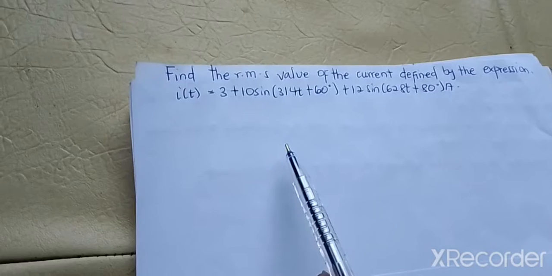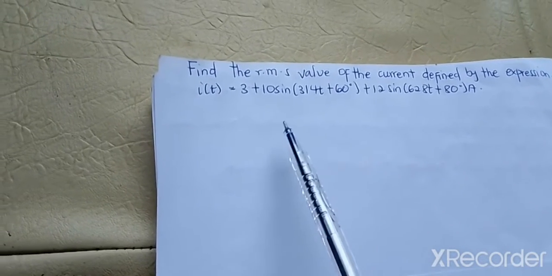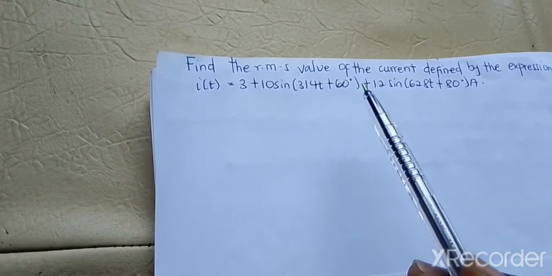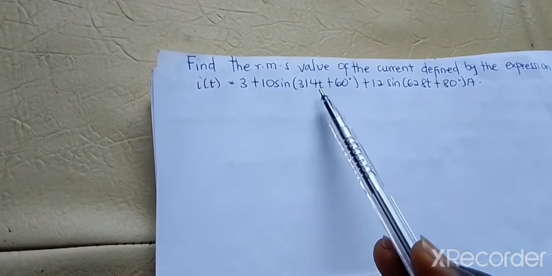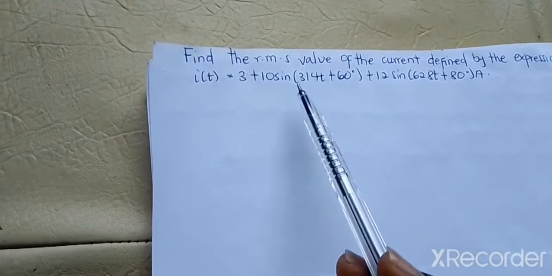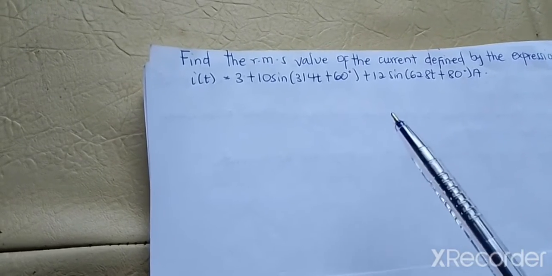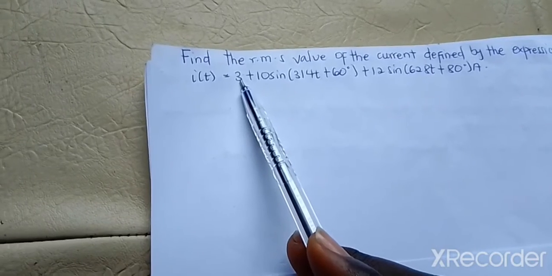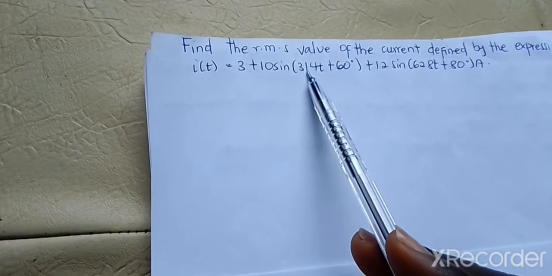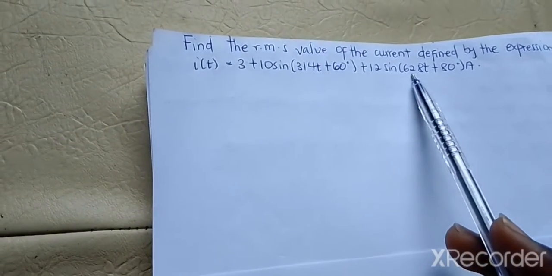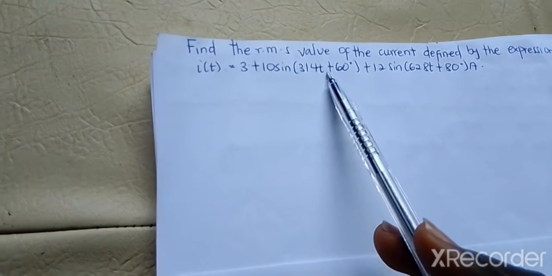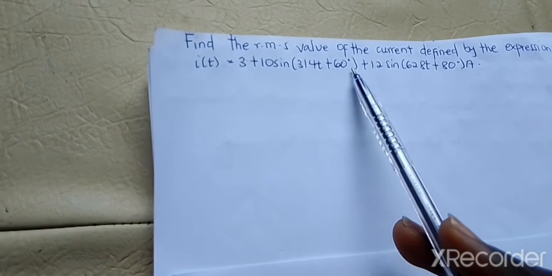To do that, when you have waveforms of different frequencies, where the frequencies are harmonic. From here you can see that this one has no frequency. Here we have 314 and here 628, which is a multiple of this. So we can see that this is a harmonic.